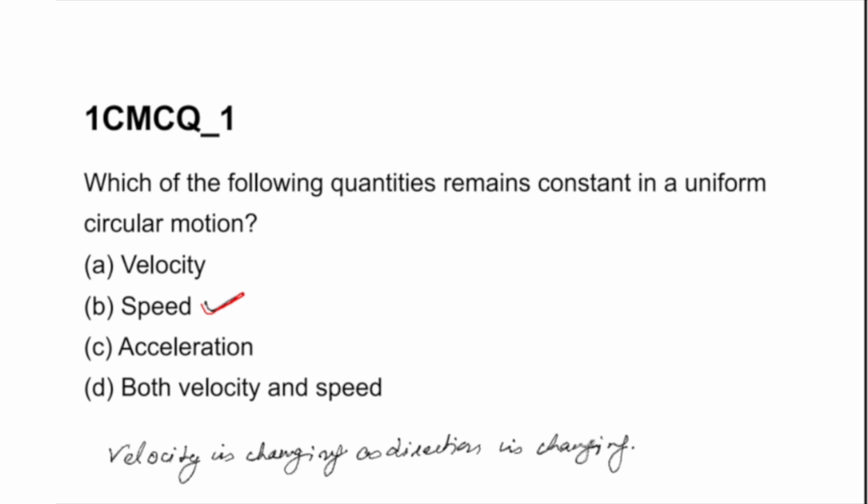Which of the following quantities remain constant in a uniform circular motion? In circular motion, the speed remains constant. For example, if you see this is a circular motion, then how do we show it? The direction of motion will be this. So this is the direction of velocity. But if it is a uniform motion, its magnitude remains constant so that its speed remains constant, which we show with equal sized arrows. So velocity is changing, but the speed remains constant.